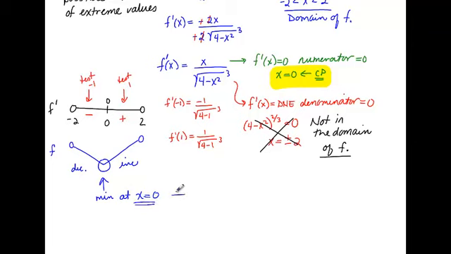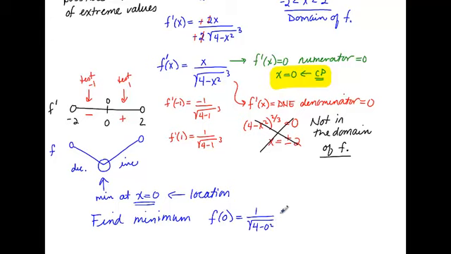Now, this is just the location of our minimum value. It's not the minimum value. To find the minimum value, you must plug 0 back into your function. So to find the minimum, we're going to do f of 0, and you're going back to the original function. And if we look back at the original function, we have 1 over the square root of 4 minus 0 squared, which yields 1/2. So we have a minimum value of 1/2, and it happens at x equals 0.